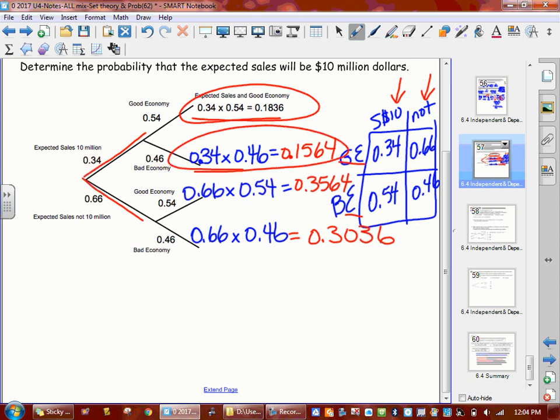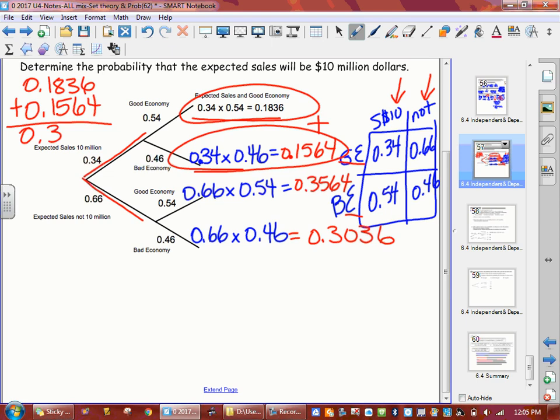So if we said or, we would add both of those totals. Determine the probability they will be that. Well, it's either going to be this or this. So I would have 0.1836 and I would add it to 0.1564 for a total of 0.34. Okay?